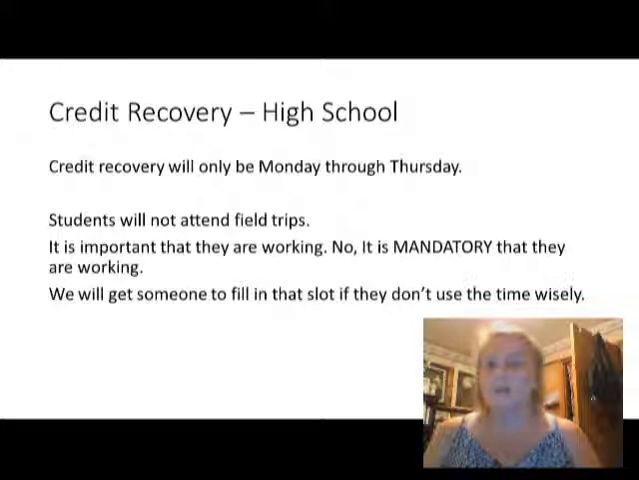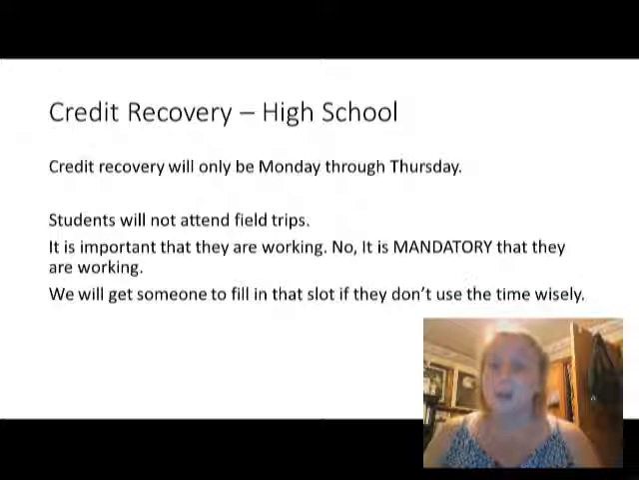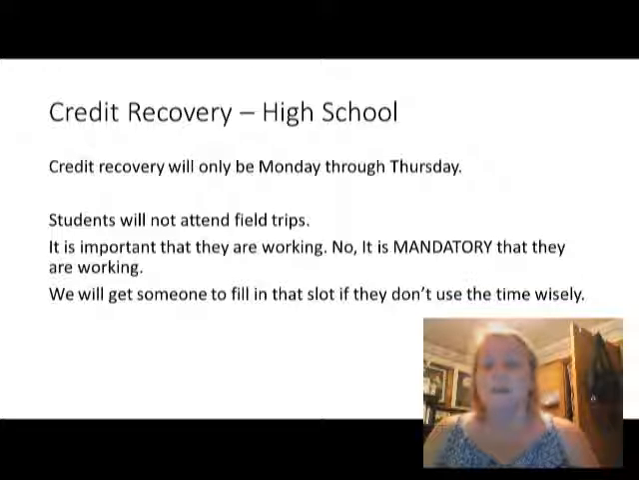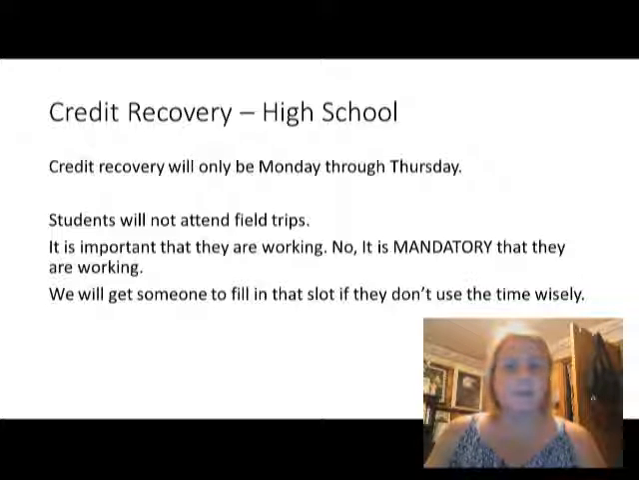Okay, now the credit recovery. For high school, we've been doing this. This is nothing really new. We're using Edgenuity. They will not go on field trips. Now, again, it is mandatory that they're working. They cannot just take up space. They did that all year long. That's why they failed the class. So they cannot do that during summer school.